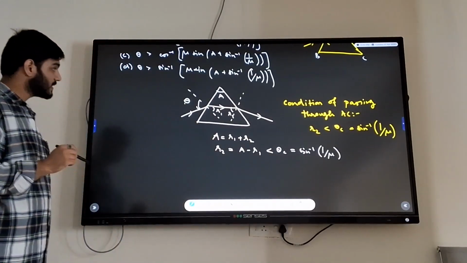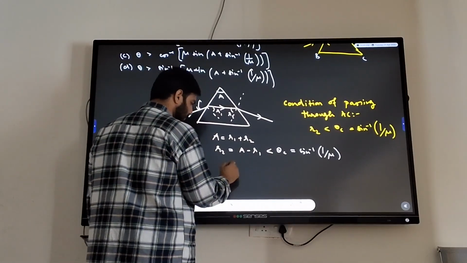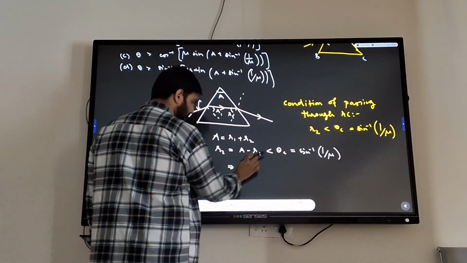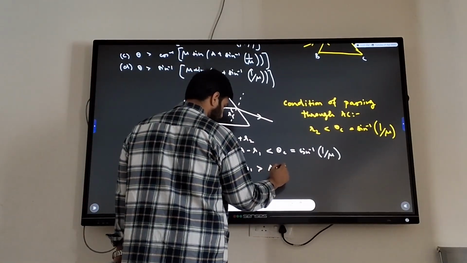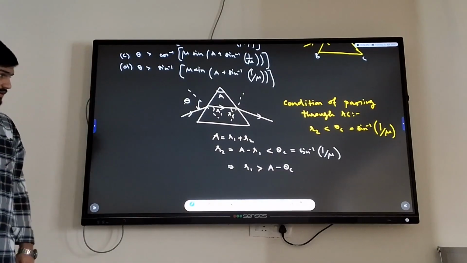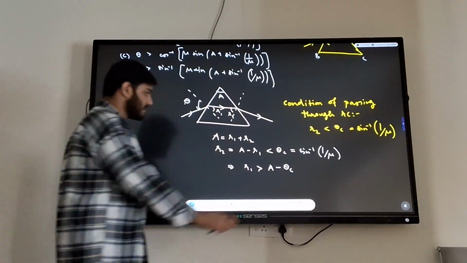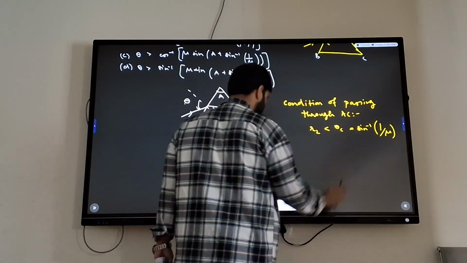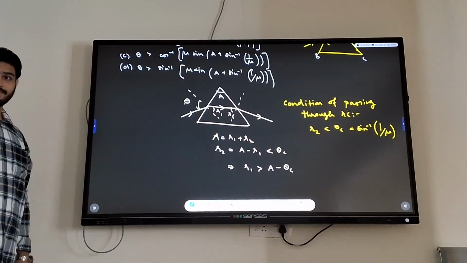Okay? Why did I write R2? It's okay. Now what will be R1? So R1 will be greater than A plus theta C. No, A minus theta C. Did I write it correctly? Please check. R1 should be greater than, let me erase this part so that it will be clear. R1 should be greater than A minus theta C.